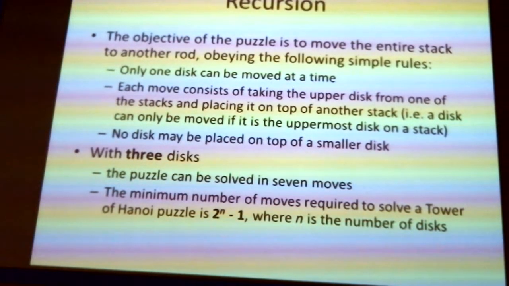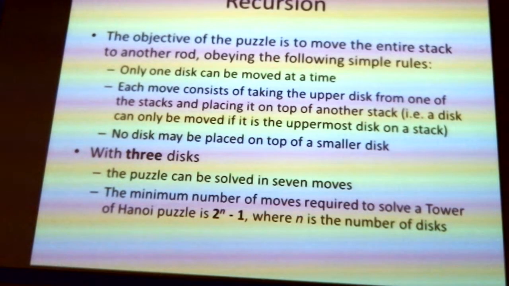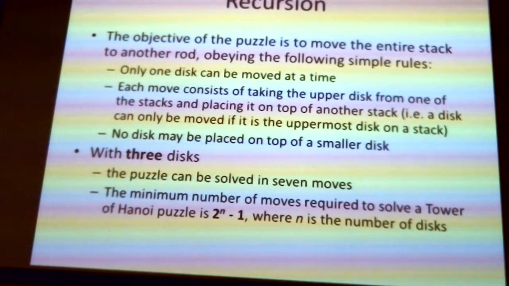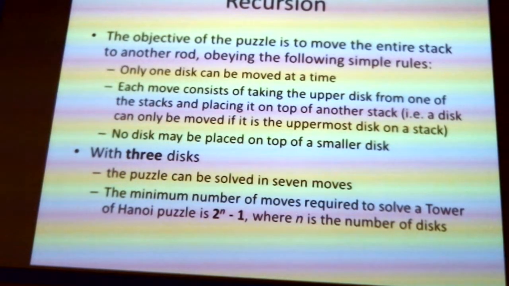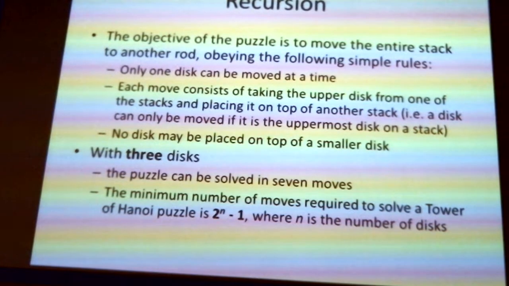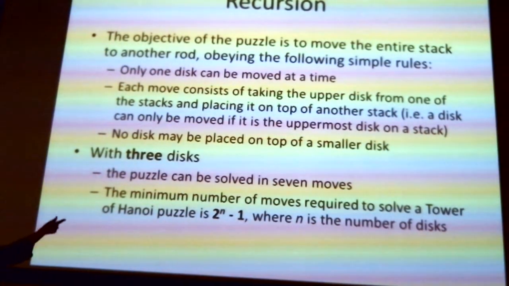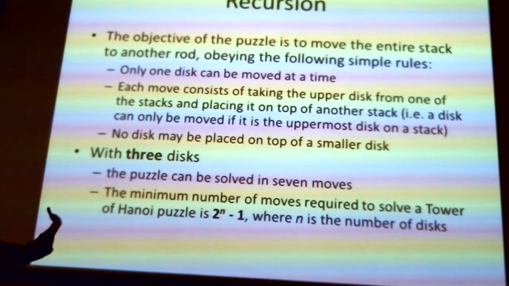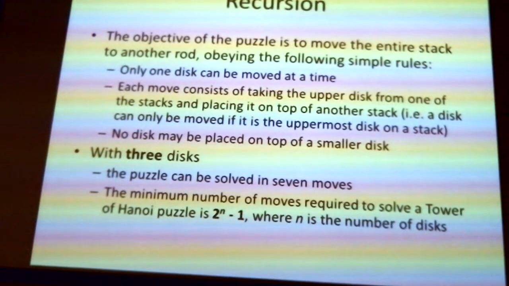So from an equation perspective, with 3 discs, the puzzle takes 7 moves. That calculation is 2 raised to the power of n, minus 1. In this case n is 3, so 2 raised to 3 is 8, and subtract 1, you get 7. So that's the minimum number of moves to solve the Towers of Hanoi.